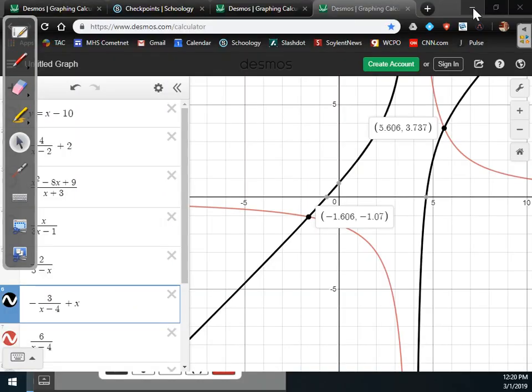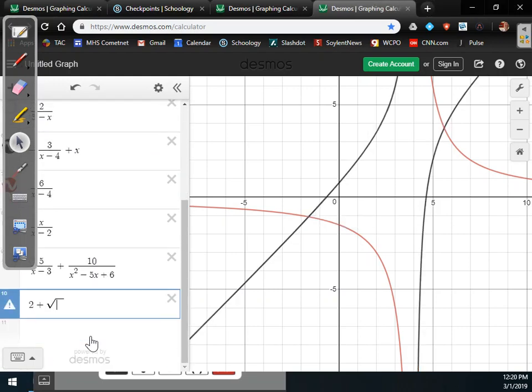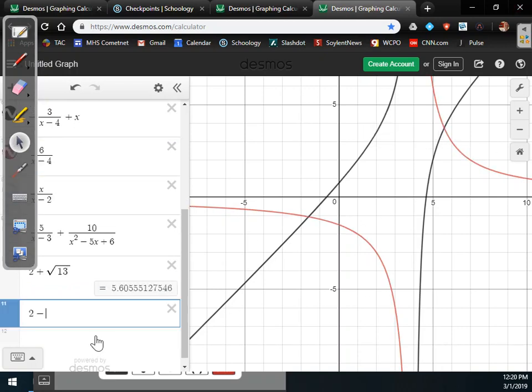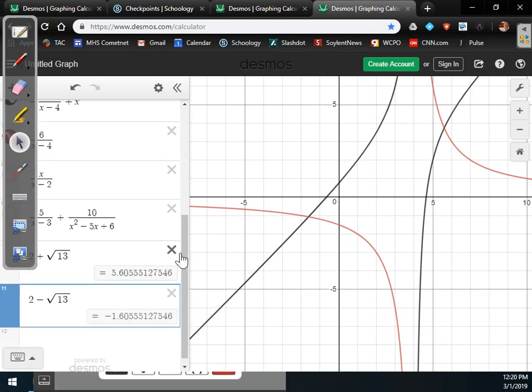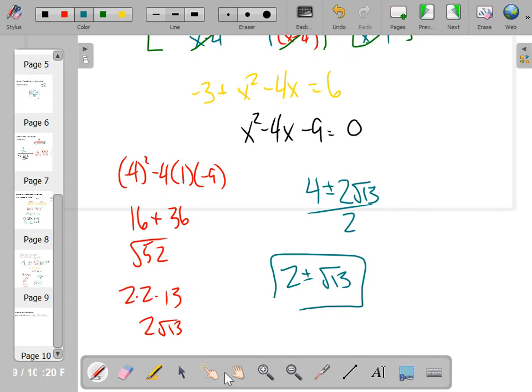Let me just see if that's right. 2 plus or minus radical 13. 2 plus radical 13 is 5.6055. Yeah, that looks good. And 2 minus radical 13 is negative 1.6. Sweet. Okay, so if it's not factorable, you've got to do quadratic formula, and that's something you should be able to do. So, 2 plus or minus radical 13.